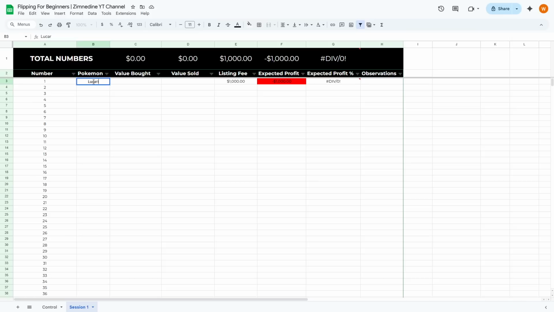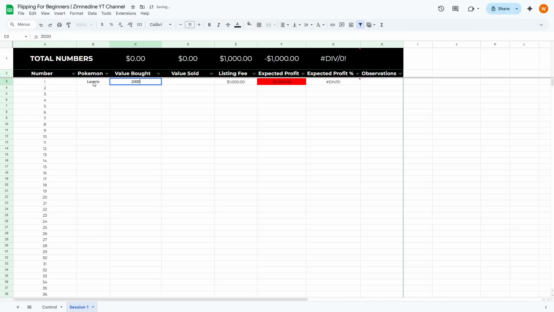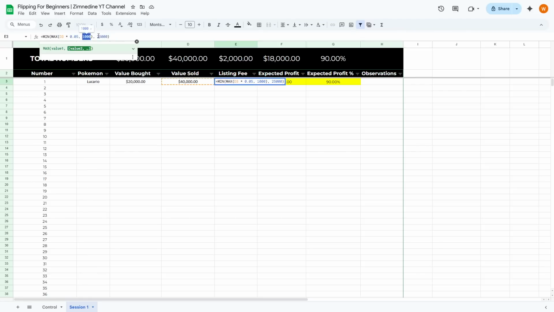Let's say you bought a Lucario for 20k and you're selling it for 40k, and then everything here comes up automatically. The listing fee has a floor of 1,000 and a ceiling of 25,000, so we don't need to calculate it. The expected profit is also automatic, so you can see here everything, and it also calculates for you your expected profit percentage based on what you bought and your profits.